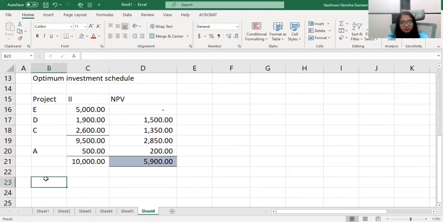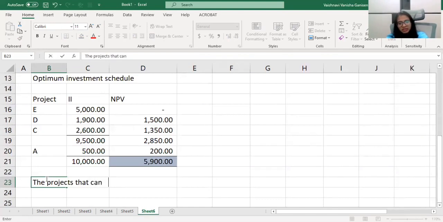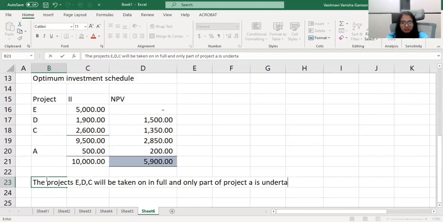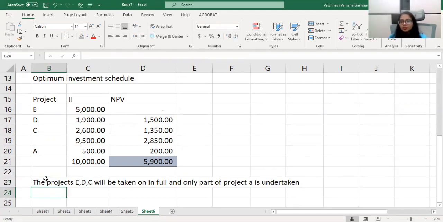So here, projects E, D, C will be taken on in full. Only part of project A is undertaken. Right? So guys, I hope that this is clear. Okay, this should be clear.